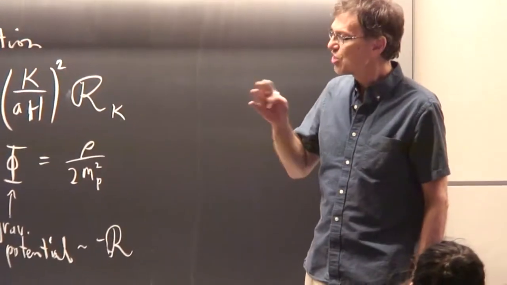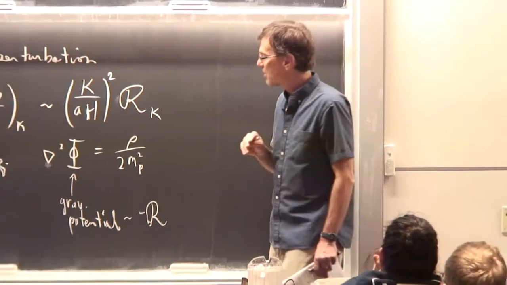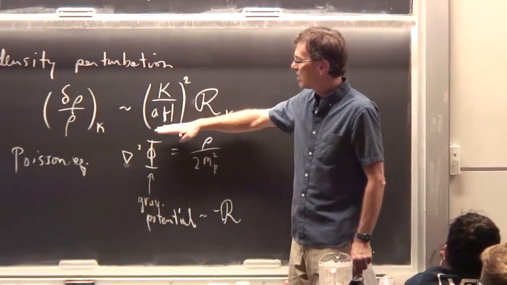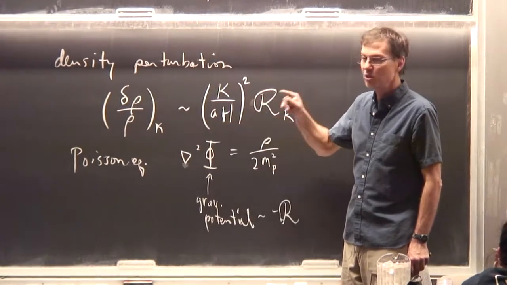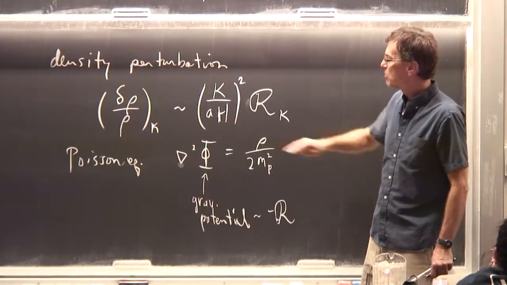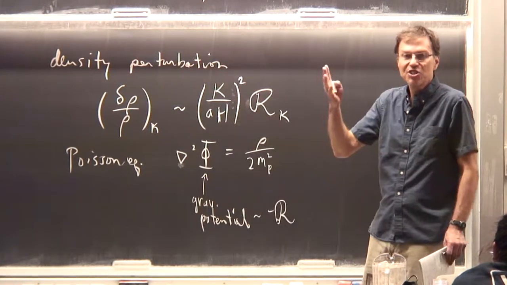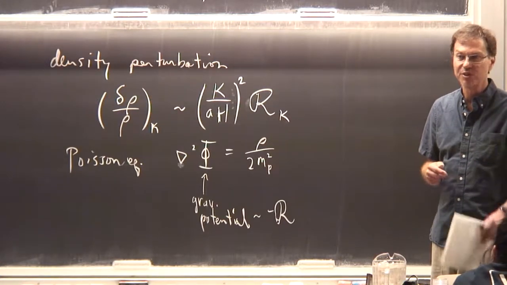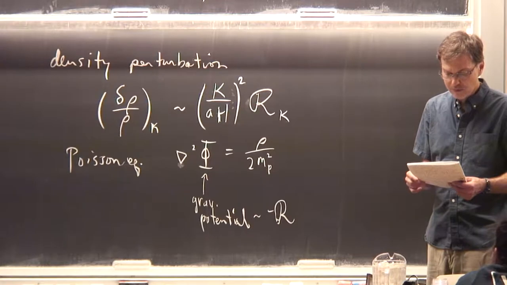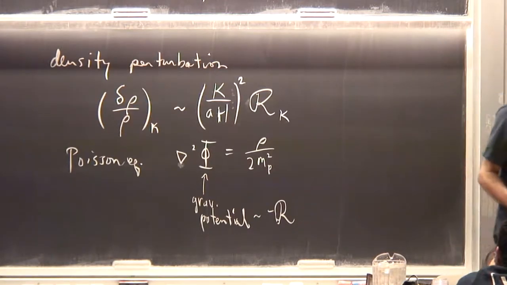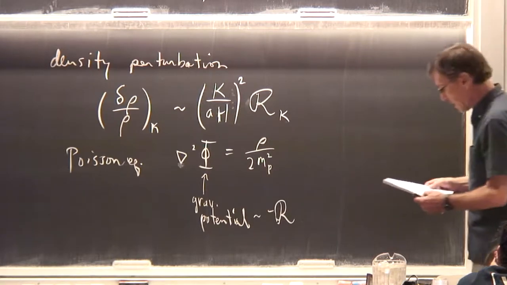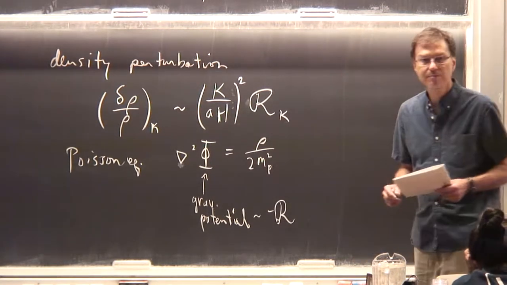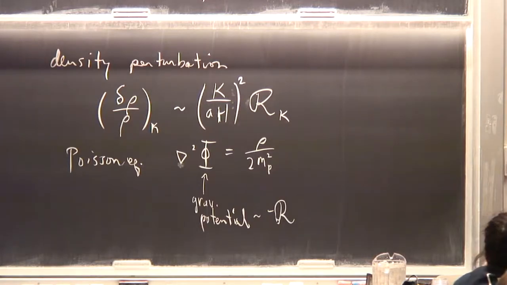But there is a sense in which it is scale invariant, and that is if you would evaluate this not at a single time, but rather for each scale, if you would evaluate it at the time of horizon crossing, then by definition this factor is equal to 1. So in that sense, you can think of the density perturbation as also arising from a scale invariant spectrum. Sorry, is that minus R? Yeah. And I'll try to explain why that is a little bit later in the lecture.